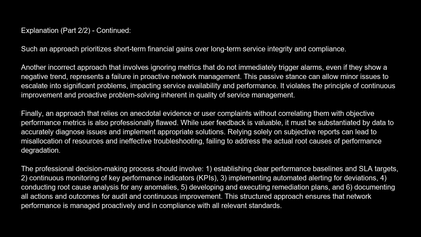The professional decision-making process should involve 1. Establishing clear performance baselines and SLA targets. 2. Continuous monitoring of key performance indicators, KPI. 3. Implementing automated alerting for deviations. 4. Conducting root cause analysis for any anomalies. 5. Developing and executing remediation plans. And 6. Documenting all actions and outcomes for audit and continuous improvement. This structured approach ensures that network performance is managed proactively and in compliance with all relevant standards.